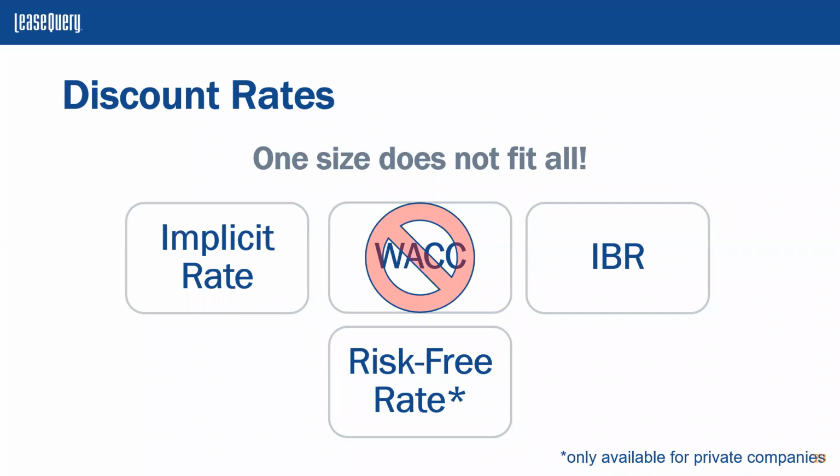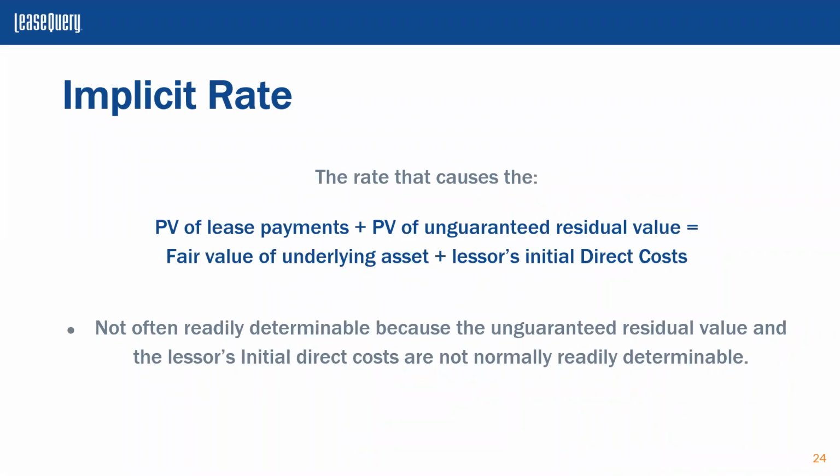So one final note to this page is the risk-free rate. Now, the risk-free rate, as you can see, is only available for private companies. It is one of the practical expedients. So again, the risk-free rate is not available to public companies. They've already adopted. It is, however, available to private companies, and it relieves you from the need to worry about the implicit rate or the IBR. But we want to talk a little bit more about each of those before we get into some of those final myths and pitfalls.